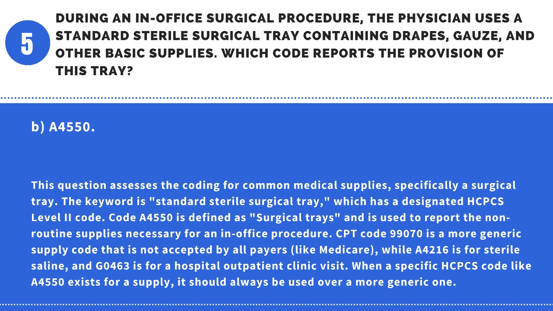Answer B. A4550. This question assesses the coding for common medical supplies, specifically a surgical tray. The keyword is standard sterile surgical tray, which has a designated HCPCS Level II code. Code A4550 is defined as surgical trays and is used to report the non-routine supplies necessary for an in-office procedure.